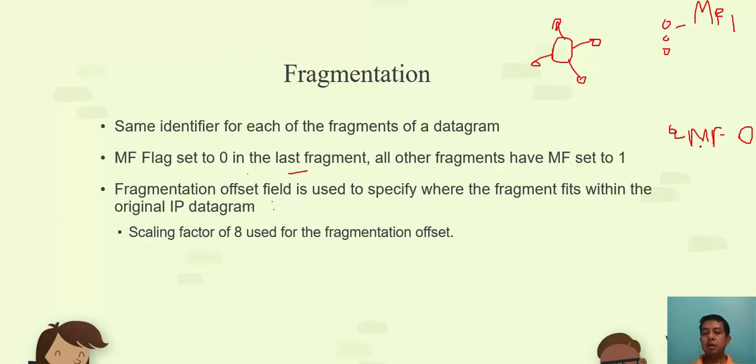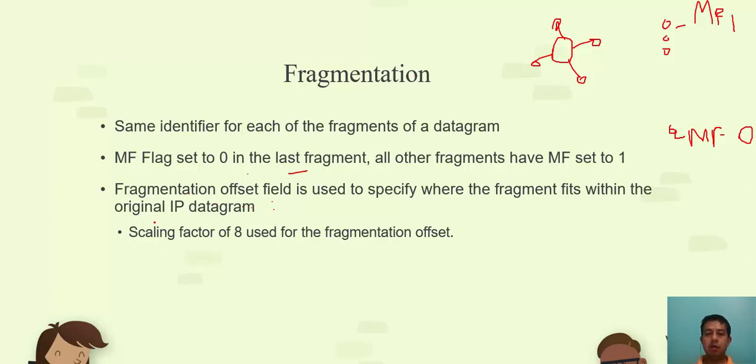That means whenever a fragment with MF set to 0 arrives, the receiver knows that this is the last fragment. And whenever MF is set to 1, the receiver understands that more fragments are coming. Clear? So MF is set to either 1 or 0. If it is set to 1, that means there are more fragments. If MF is set to 0, that means this is the last fragment.